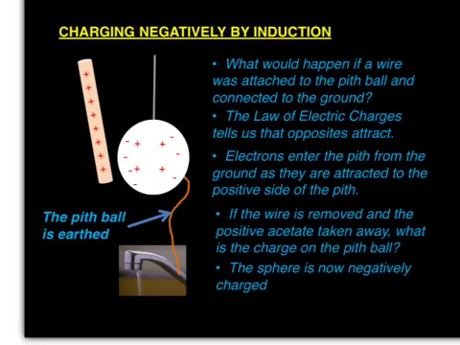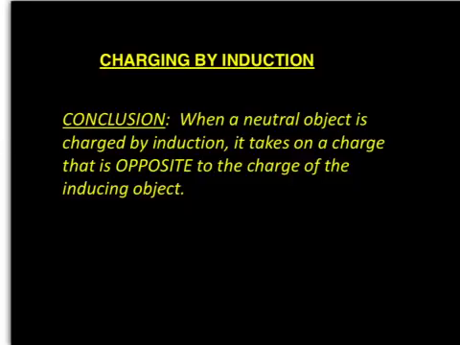Now the sphere is earthed by using a wire, and this time some electrons will be drawn from the earth to the sphere to neutralize the positive charge on the far side. The overall result is the sphere is negatively charged because it has surplus electrons on it.